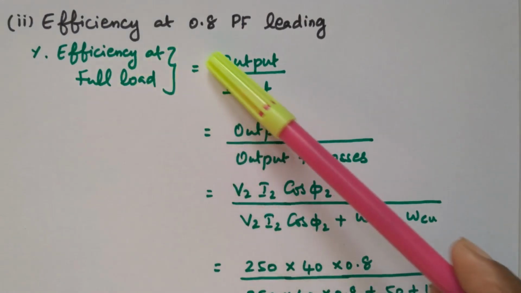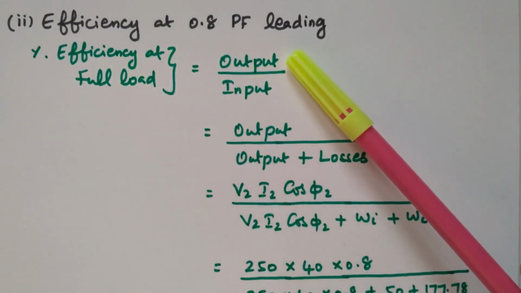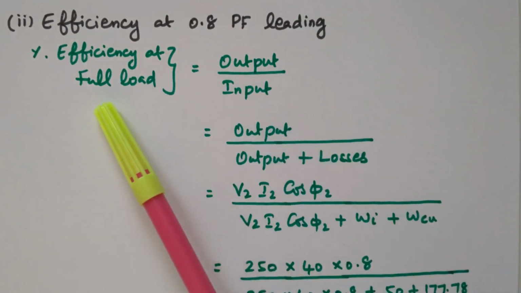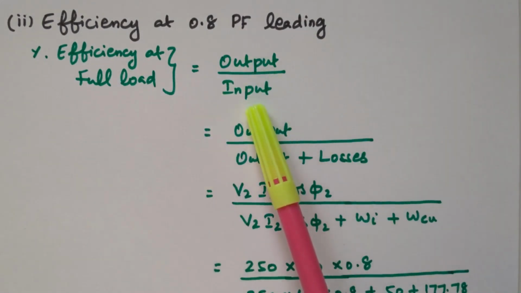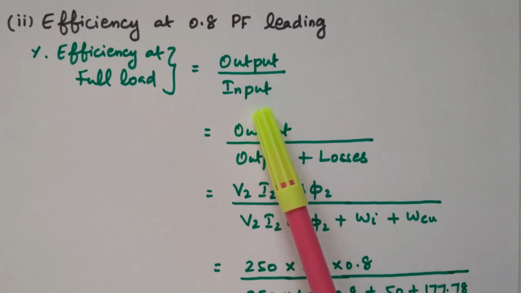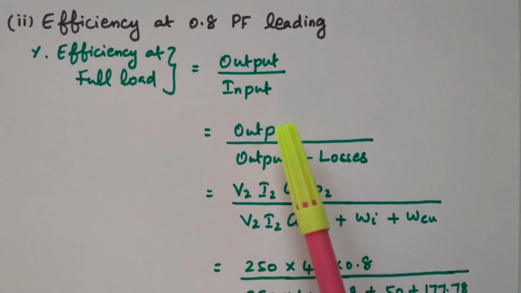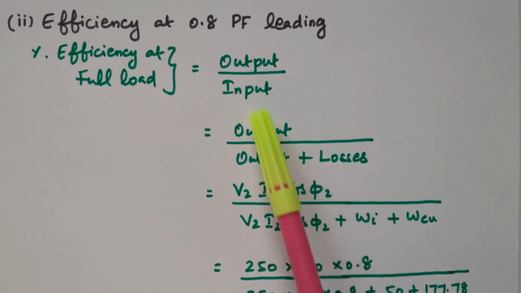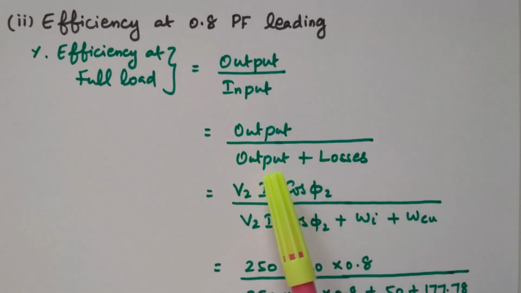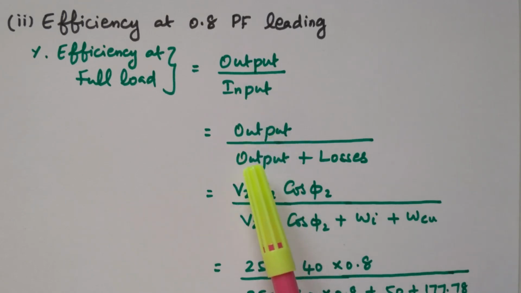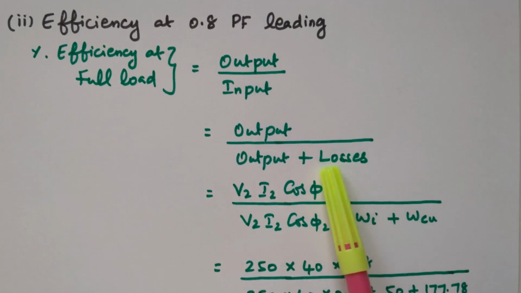Efficiency at 0.8 power factor leading. The second question is efficiency at 0.8 power factor leading. The efficiency at full load is output divided by input, right? The input can be written as output plus losses, so efficiency is output divided by output plus losses. The input is not given, the output rating is given, so we convert the input into output plus losses.